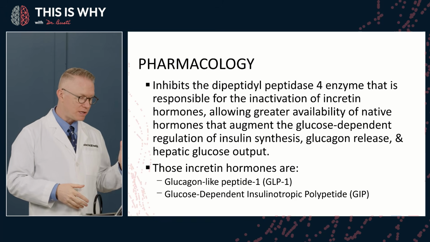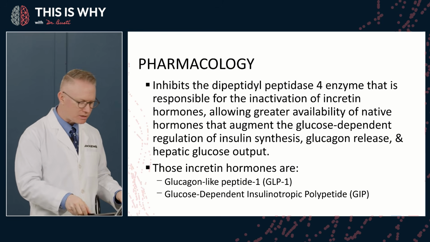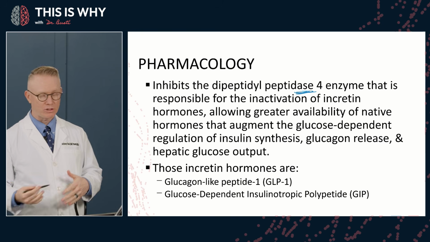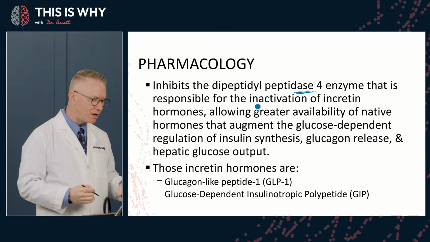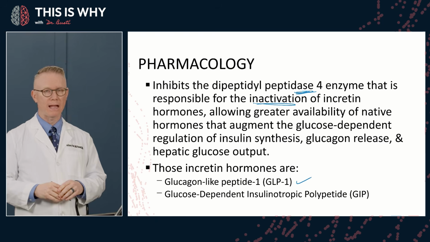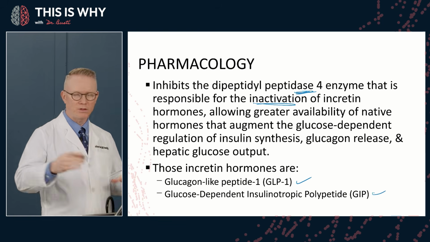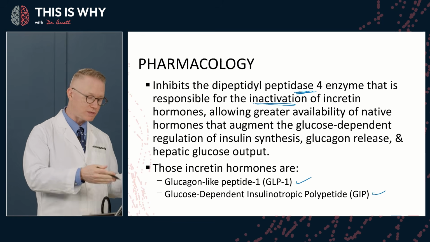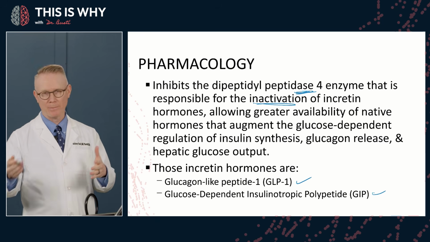Now, this drug is affecting an enzyme, right? Peptidase, ASE, implies that that's an enzyme, right? So DPP-4 enzyme is responsible for the inactivation of incretin hormones, and there's two of them. Right? There's glucagon-like peptide 1, GLP-1, and then there's also, you see it two different ways. It's gastric inhibitory peptide or glucose-dependent insulinotropic polypeptide, GIP, right?